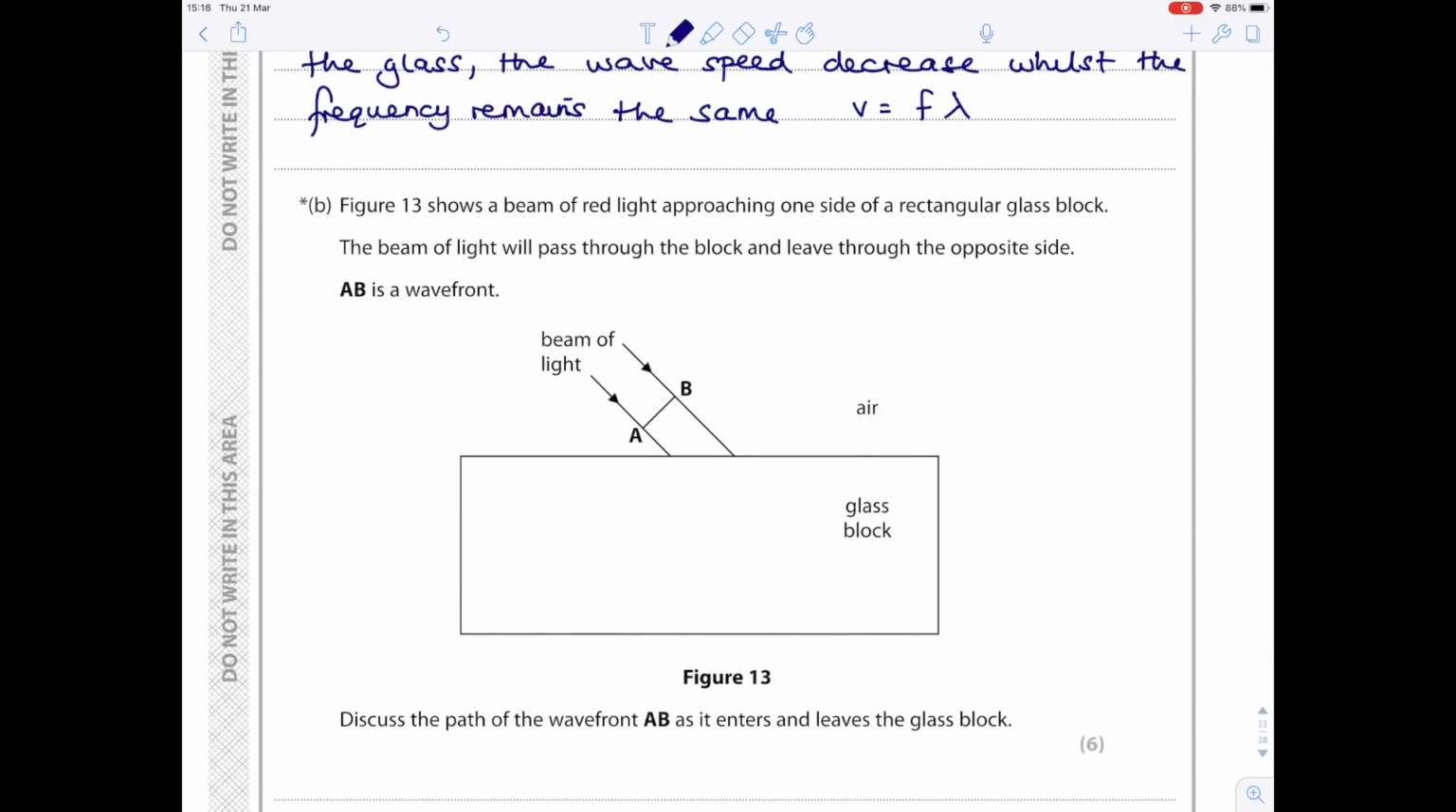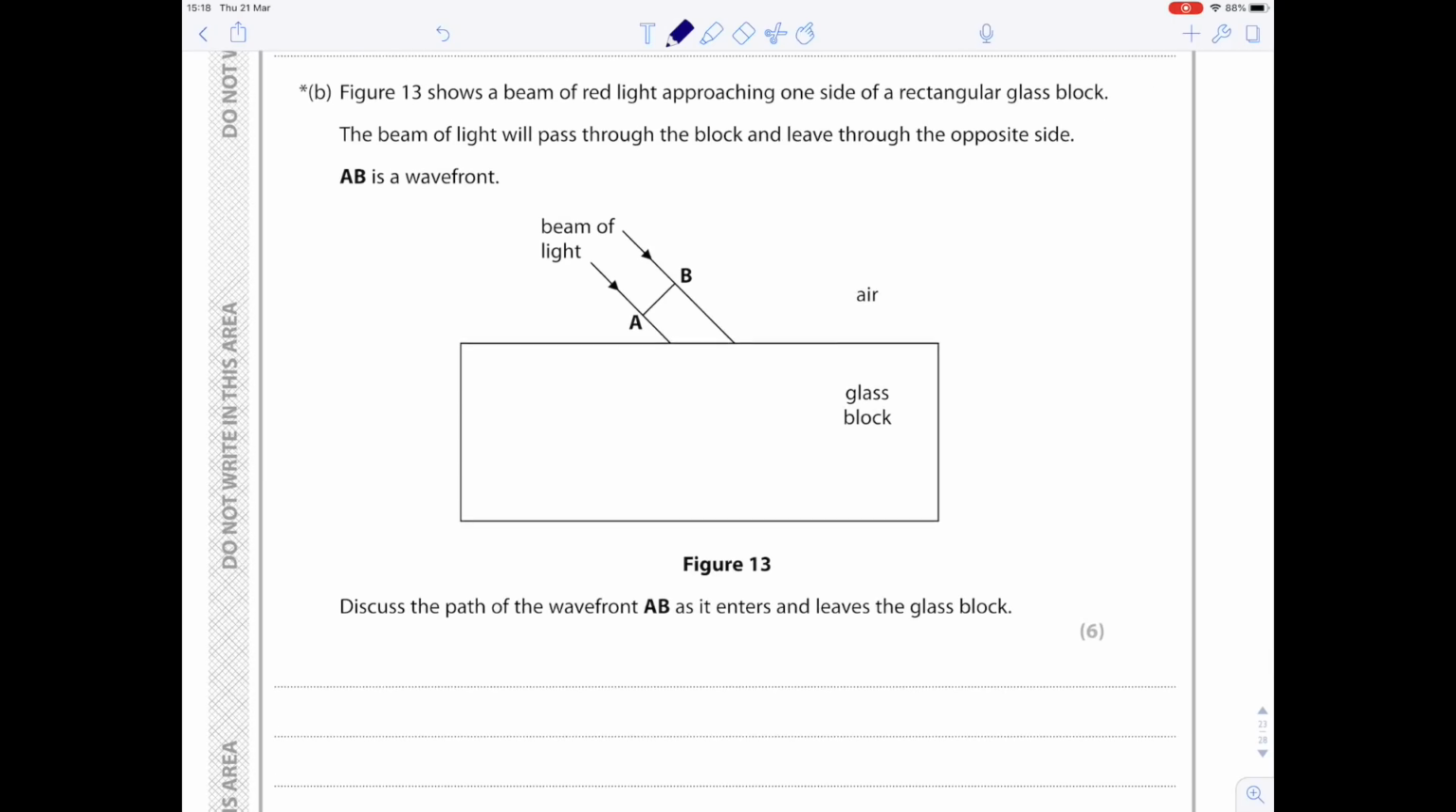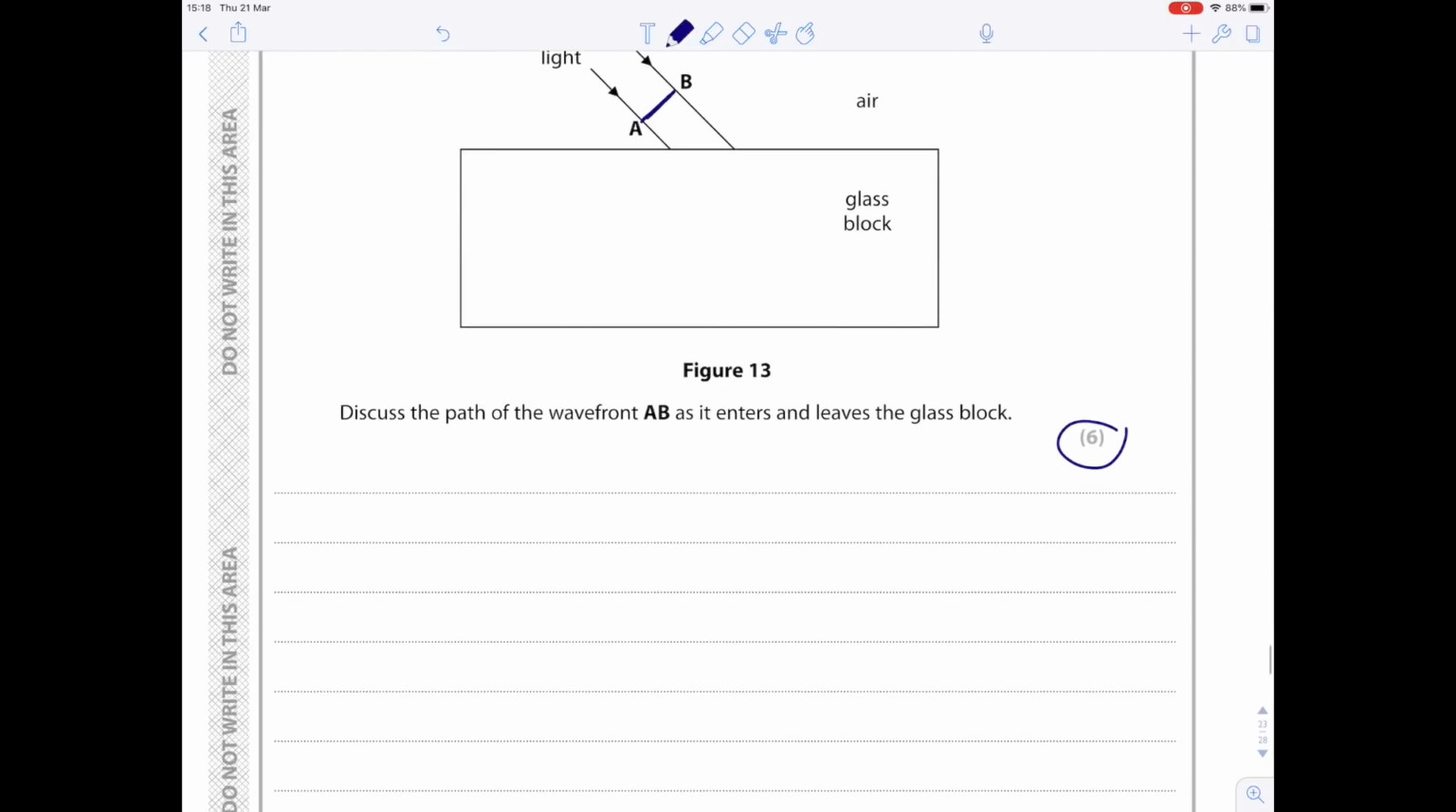B. Figure 13 shows a beam of red light approaching one side of a rectangle glass block. The beam of light will pass through the block and leave through the opposite side. Discuss the path of the wavefront AB as it enters and leaves the block. So here's the wavefront here, just so that you're aware. So hopefully you can see that the A part of that wavefront will reach the glass block before the B block. So let's make that statement first of all. The real reason for this is it's worth 6 marks, so we're really going to be scraping the barrel here to try and say as many different things as possible.